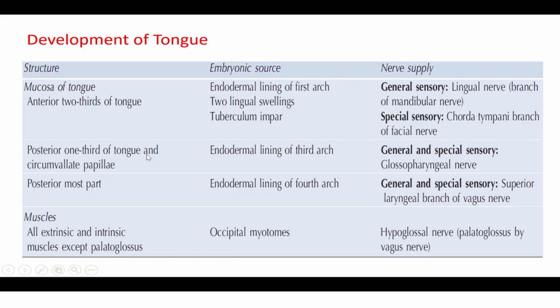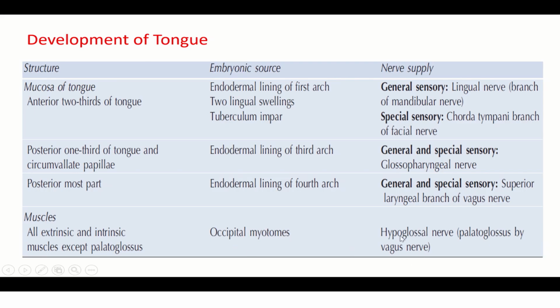Then the posterior one-third of the tongue and circumvallate papillae: endodermal lining of the third arch. That is why general and special sensations are by the glossopharyngeal nerve, including the circumvallate papillae. Posteriormost part of the tongue: endodermal lining of the fourth arch, general and special sensory by the superior laryngeal branch of the vagus nerve. All extrinsic and intrinsic muscles except palatoglossus will be supplied by the hypoglossal nerve, whereas palatoglossus will be supplied by the vagus nerve.